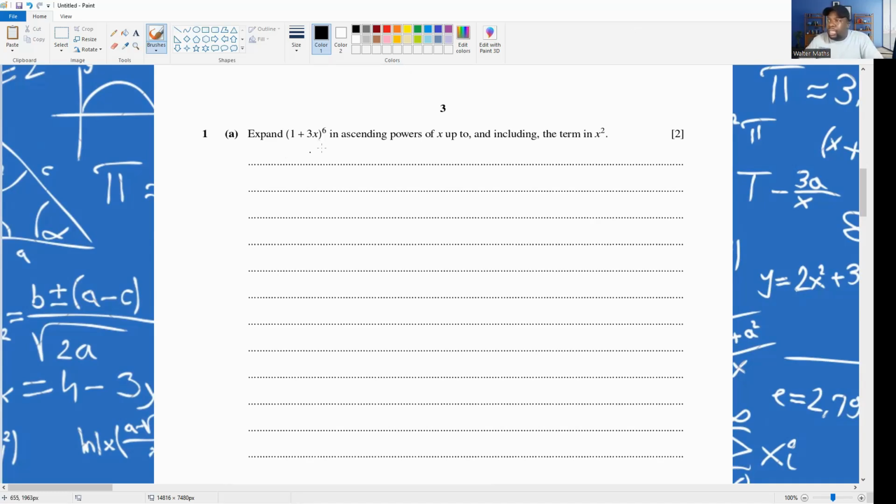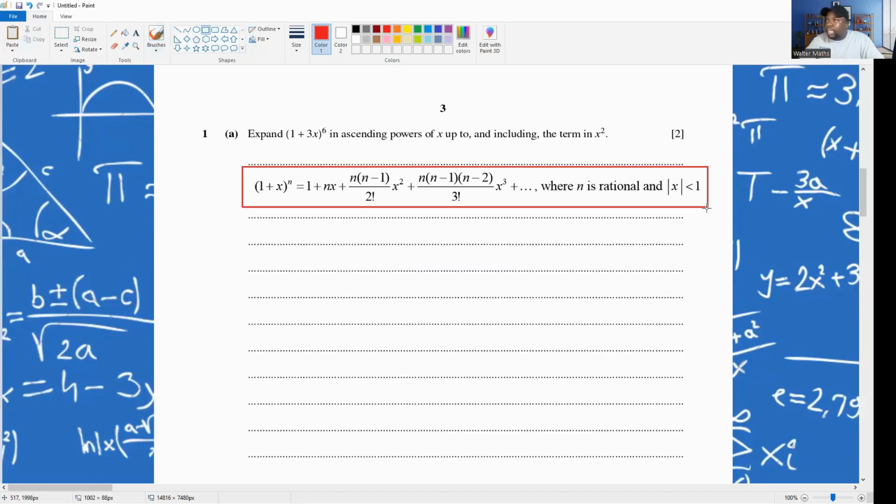Okay, so here, this is binomial expansion, and we are going to make use of the list of formulas, and particularly, we will make use of this formula, which we find in our list of formulas. So this is what we're going to use for the binomial expansion. Since we have (1 + 3x)^6, this is going to be 1 plus 6 of 3x plus 6 of 5 over 2 factorial, and that's of (3x) squared. They say it's up to the term in x squared, so we will end here. We know it goes up to the term in x to the power 6, but they just want us to end at the term in x squared.